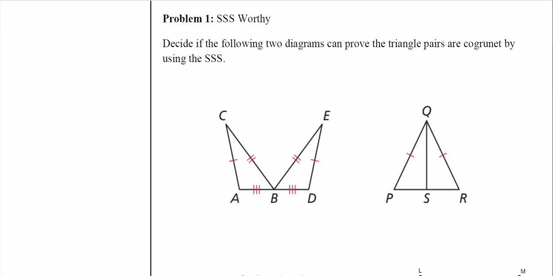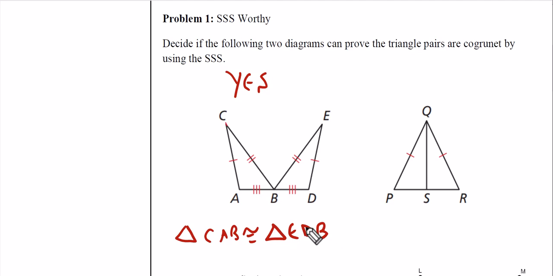So which of these can we use SSS on? Well, if we look at these two triangles, you'll know that this side is congruent to this side. We see this side is congruent to this side. And finally, we see that this AB is congruent to DB. Because all three pairs of sides are congruent to each other, then these triangles are congruent. So we could say triangle CAB is congruent to EDB. Remember to keep track of that order. Remember corresponding parts, all that kind of stuff.